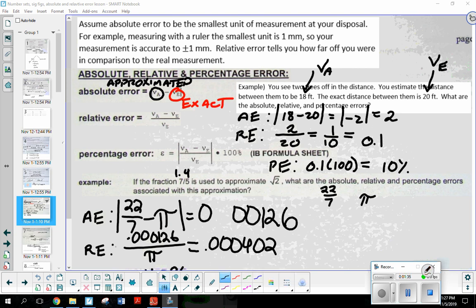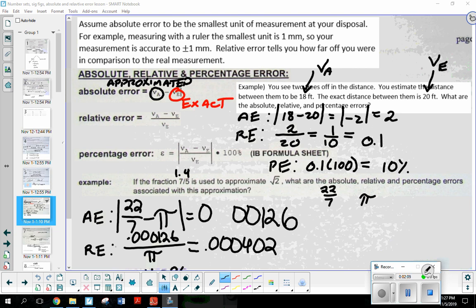Okay, so let's see what we got here. Yesterday, we started talking about error approximation, which is made up of absolute error, relative error, and percentage error. Absolute error is the difference between the value you believed it to be and the exact value that it is. It doesn't matter how you subtract it, because we're going to have it in absolute value.